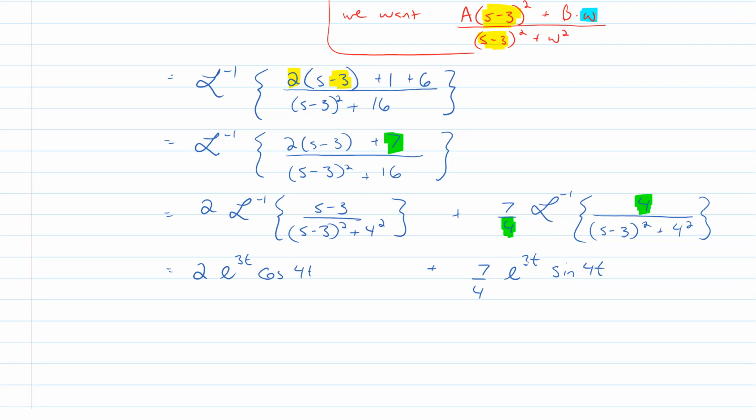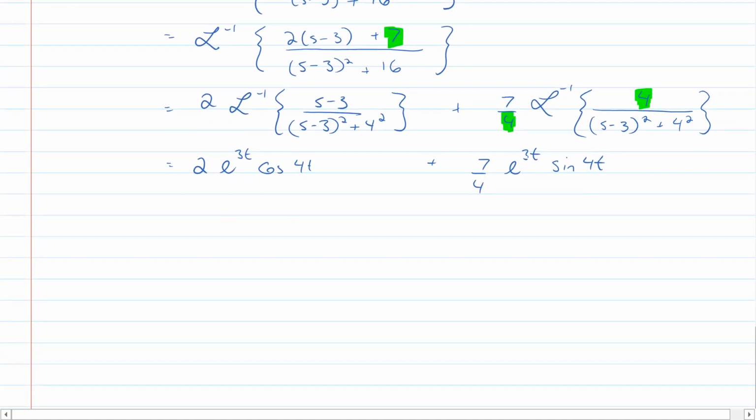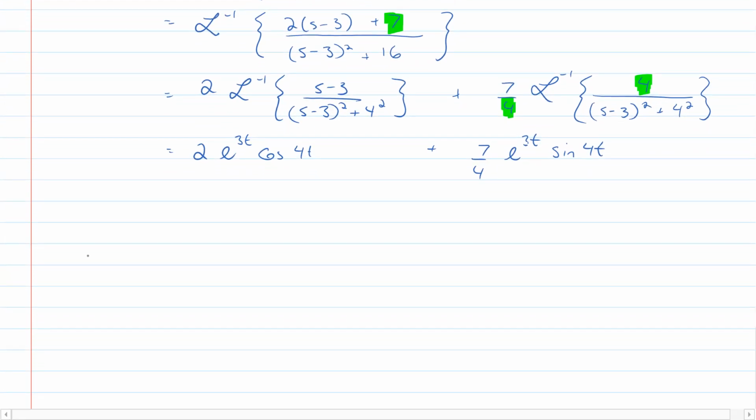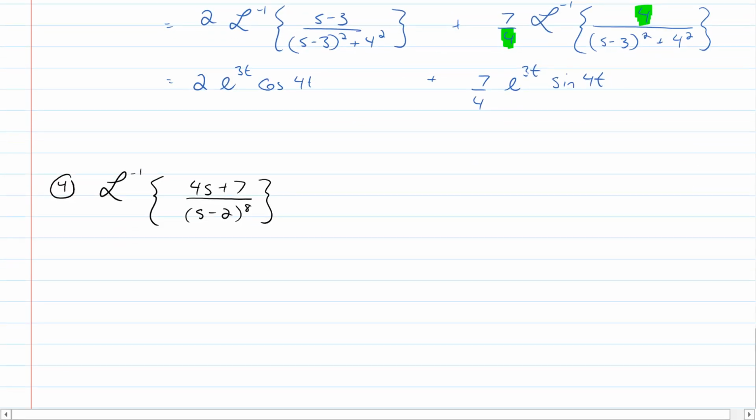For our fourth example, we're going to find the inverse Laplace transform of (4s + 7) over (s - 2) to the 8th power. There's a couple of different methods that you can take from here to get this into the form of something we recognize from our Laplace transforms table. Method number 1, partial fractions.